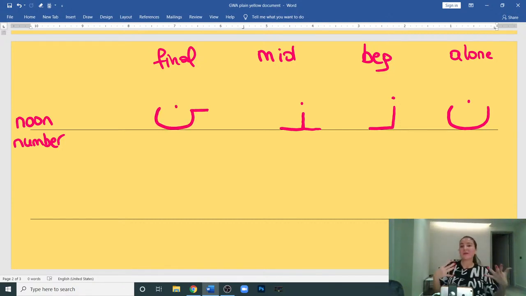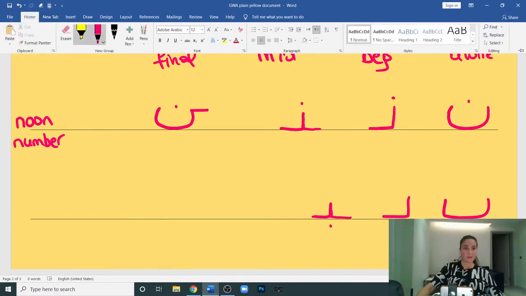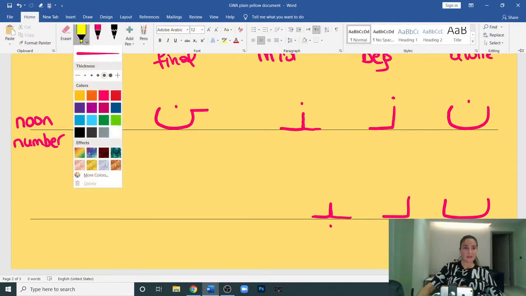Now, how are we going to join these together? I'm just going to remind you of something. When we were doing the ba, which I'm going to write very quickly here, the ba was flat, flatter, and it had a dot under. And the final form of the ba didn't have a floating tail like this one. Let me highlight it so you see it. You see the tail here is floating.